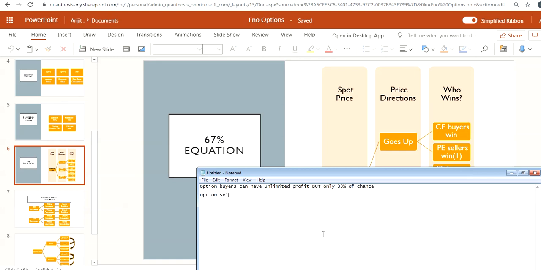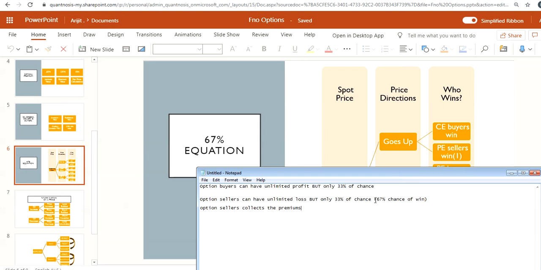Now option sellers can have unlimited loss, but only 33% of chance, which means the remaining 67% chance of win. But option sellers only collect the premium amount that you paid, right? So which means their profit is limited. Option seller collects the premiums, which is limited profit.